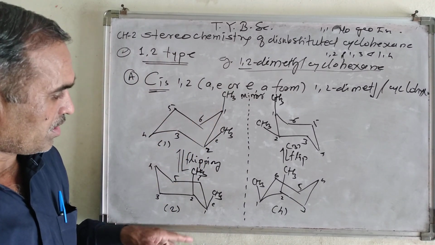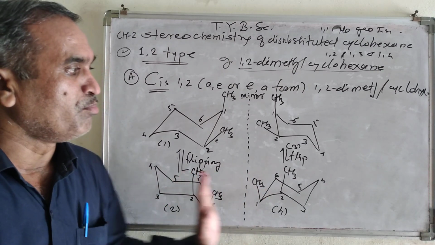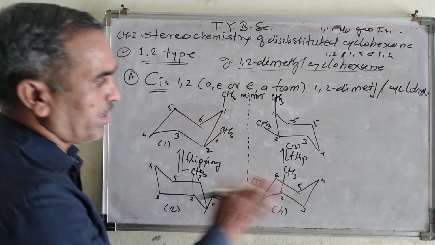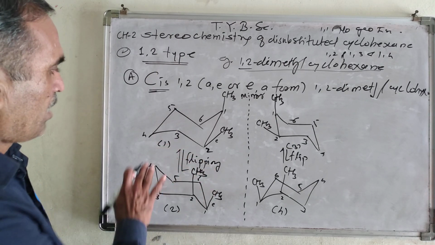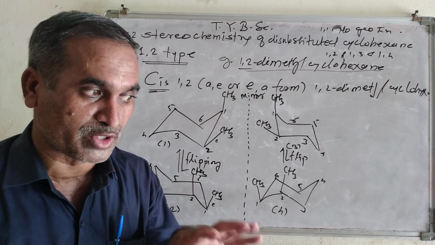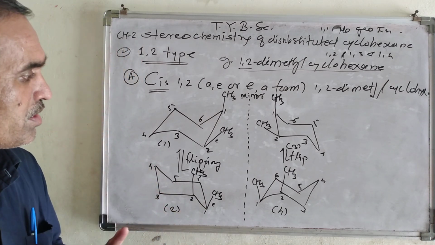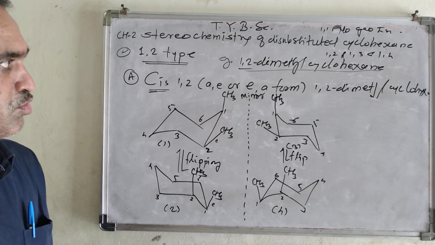Now what do you see here? This and this are mirror images of each other, right? That is there, mirror images of each other. And 1, 2, 3 and 4, there are 4 structures we got here. Now we are talking about the optical isomers.